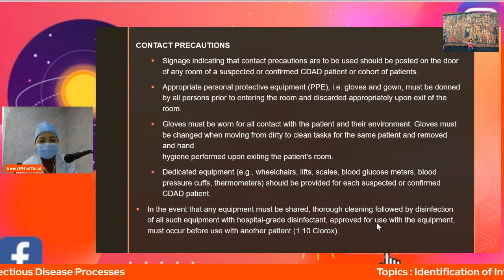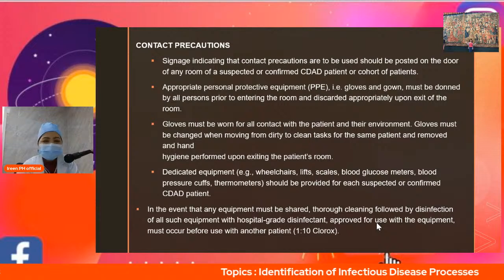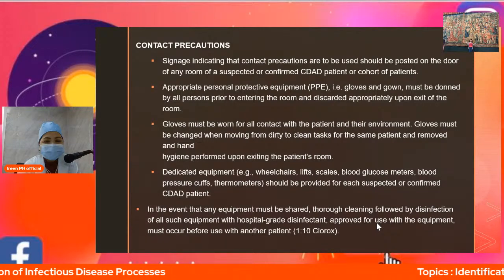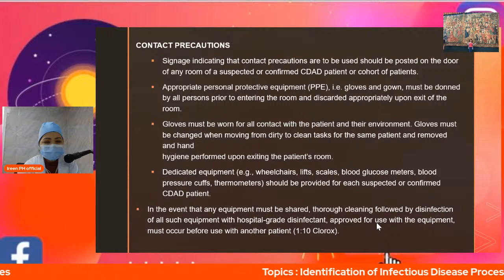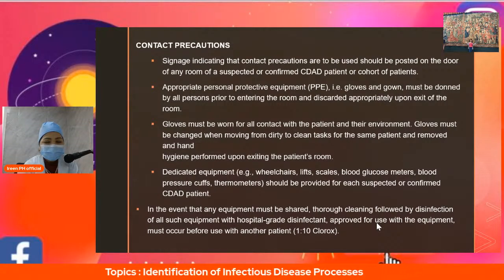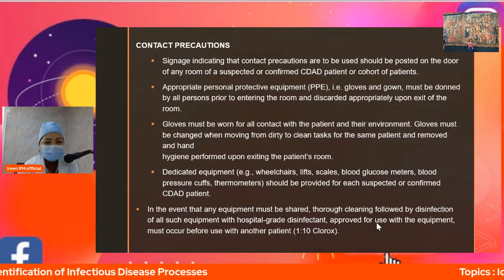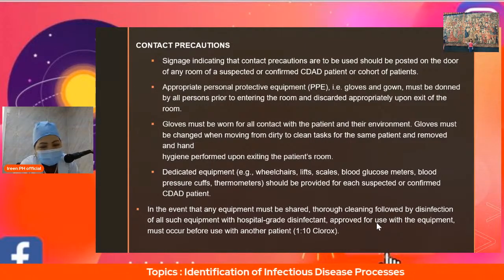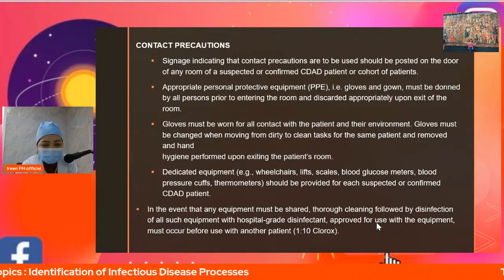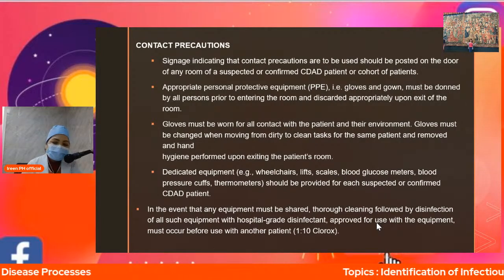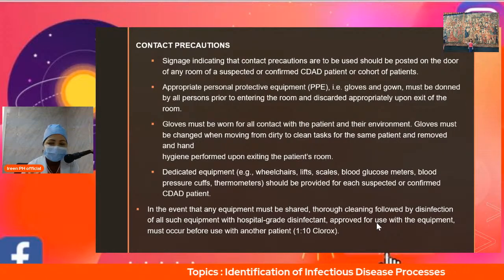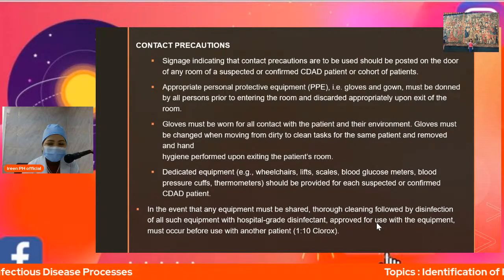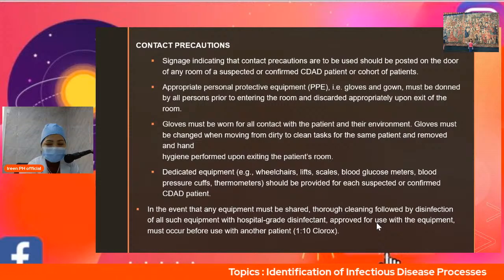Contact precautions: signage indicating that contact precautions are to be used should be posted on the door of any room of suspected or confirmed patients or cohort of patients. Appropriate PPE: gloves must be worn. Dedicated equipment includes wheelchairs, scales, blood glucose meters, blood pressure cuffs, and thermometers. In the event that any equipment must be shared, thorough cleaning followed by disinfection of all such equipment with a hospital-grade disinfectant approved for use with equipment must occur before use on another patient. Use 1 to 10 Clorox.